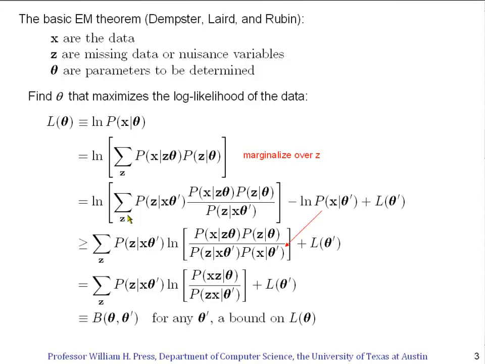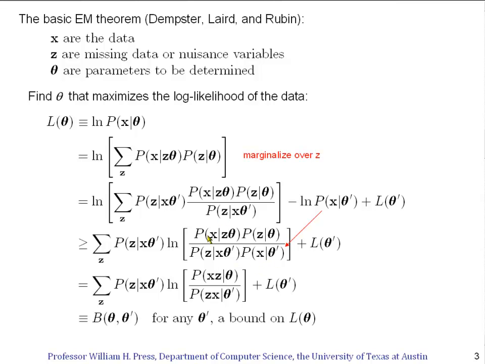over z. Okay, so I can bring the log all the way into here, because basically these p of z's given x and theta prime play the role of the lambdas in Jensen's inequality. They play the role of the weight functions. Okay, and so Jensen's inequality lets me move the log into here. Now the reason that I generated this little term here was so that I could move it into the log and make this thing look more symmetrical.